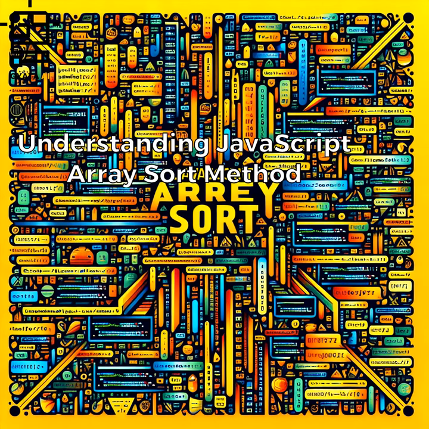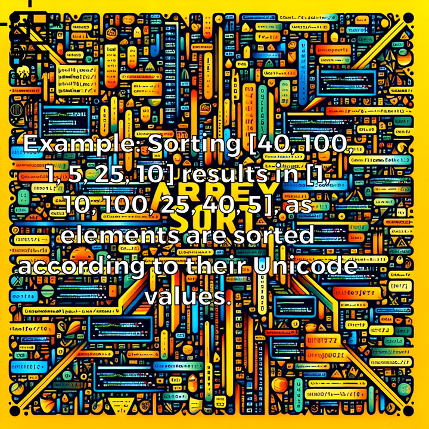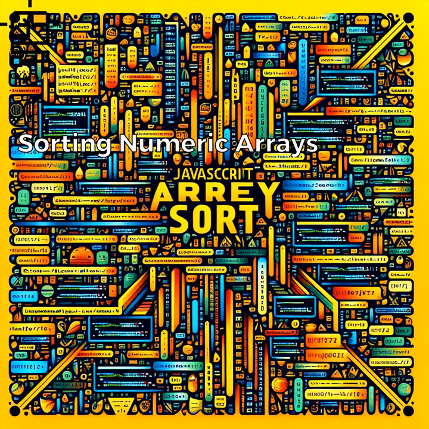Understanding the JavaScript array sort method: the array sort method converts each element into a string and compares their sequence of UTF-16 code unit values to perform the sort. For example, sorting 40, 100, 15, 25, 10 results in 10, 100, 15, 25, 40, as elements are sorted according to their Unicode values.